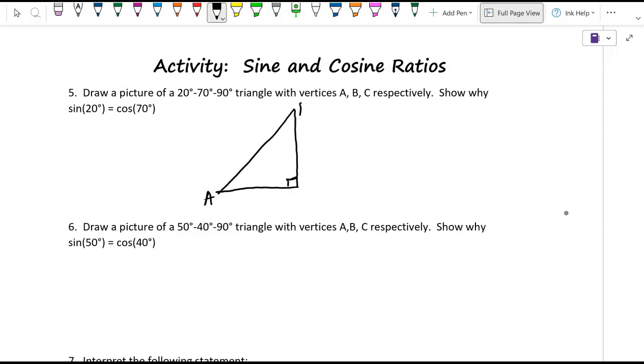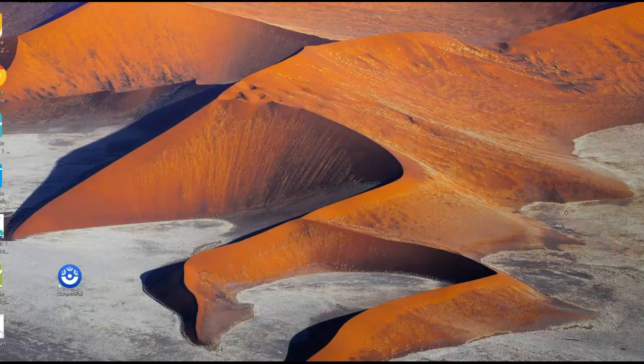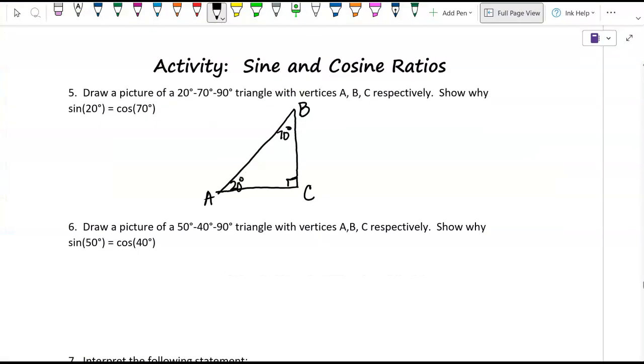So I have A, B, and C, 20 degrees, 70 degrees, and obviously the right angle is 90 degrees. Now, the reason this works is because the reference angle changes from sine to cosine.